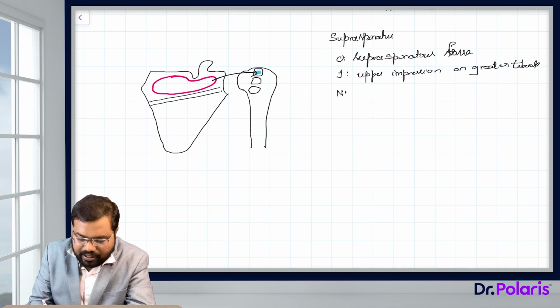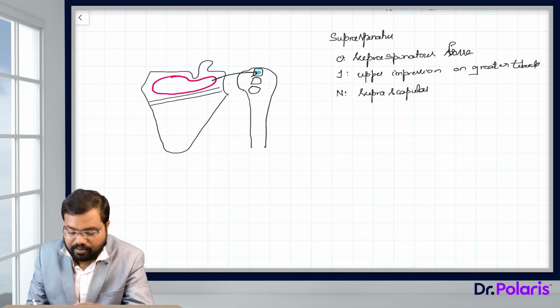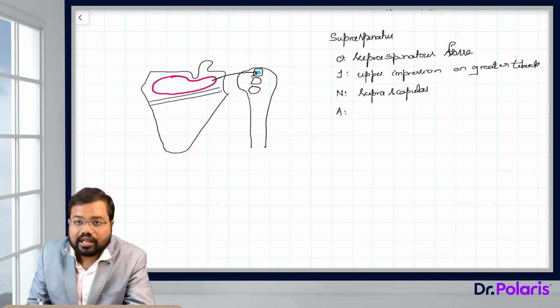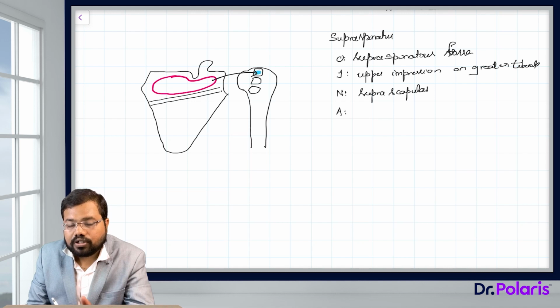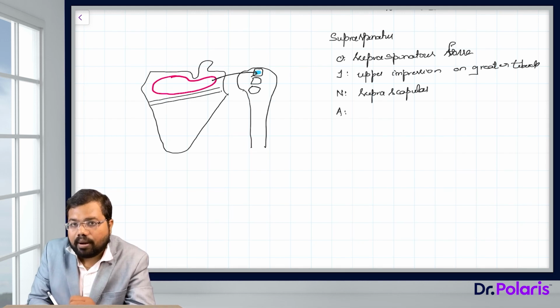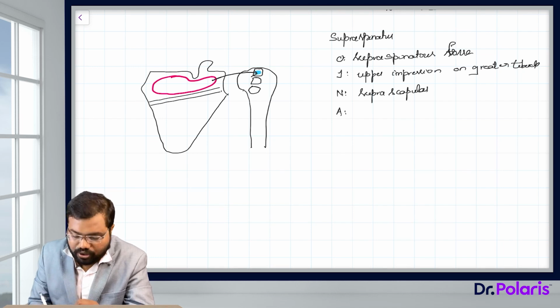And the nerve supply is the suprascapular nerve itself, which comes from the upper trunk of the brachial plexus. Just go back to the brachial plexus to see where the suprascapular nerve comes from. And the action: as it crosses the shoulder joint from the superior end, whenever it contracts, it causes abduction of the shoulder joint.